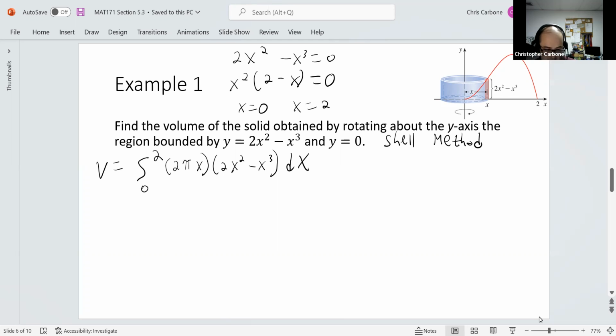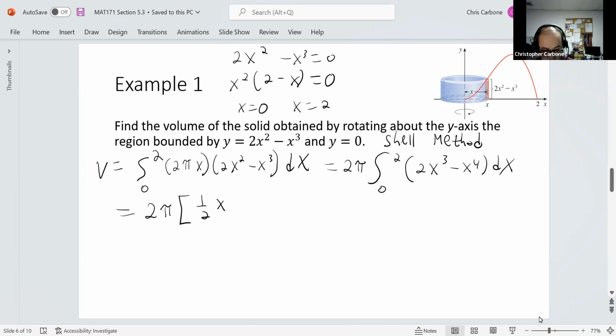Before doing this, we can simplify a bit. We can take the 2 pi out of the integral. So 2 pi times the integral from 0 to 2 of, multiplying the remaining x times 2x squared minus x cubed, 2 times x cubed minus x to the 4th dx. So this would be 2 pi times one half times x to the 4th minus one fifth times x to the 5th, evaluated between 0 and 2.